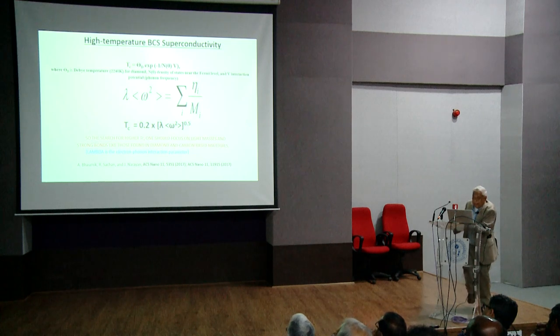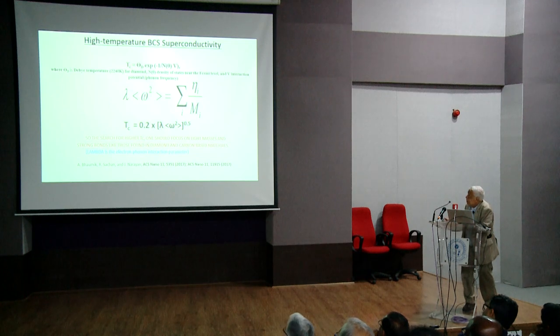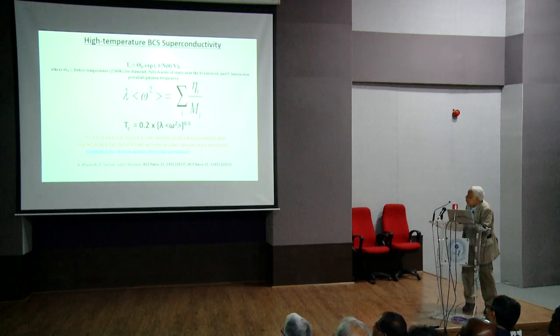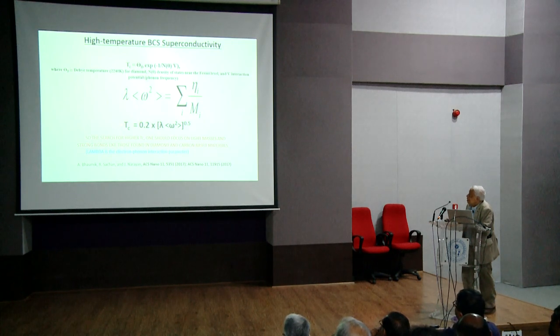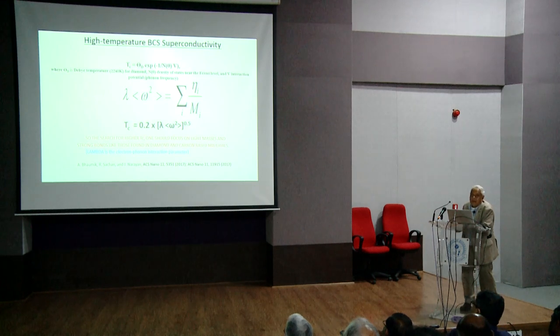The next topic is high temperature superconductivity. Hardness and superconductivity go hand in hand. If you look at this second equation and the third one, Tc is 0.2 lambda omega square root. And this lambda omega squared is eta divided by m, where eta is a spring constant and this is m. That means if you want a high Tc material, you need strongly bonded materials which have higher eta and are low mass. And carbon and boron are perfect materials. They are strongly bonded, have a lower mass, and that's why you can get higher Tc.